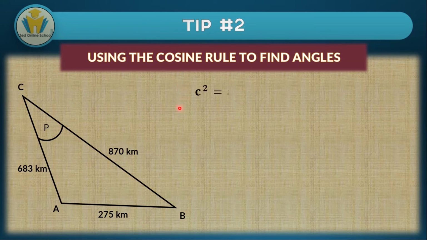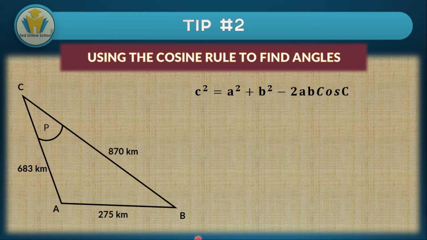Well, one of the easiest ways is just substituting. If you see, we've got all the 3 sides. We've got c, which is 275, b, which is 683, a, which is 870, meaning we can put values here, here, here, and here. Our only unknown will be the C, and after that we're going to be able to find the value of P. Note that this C is the angle at C.